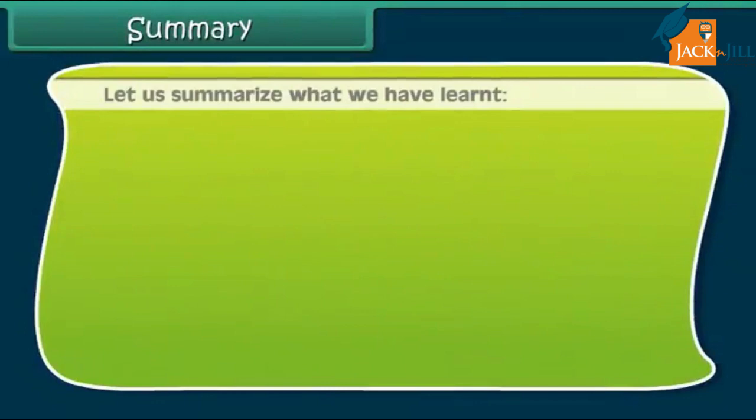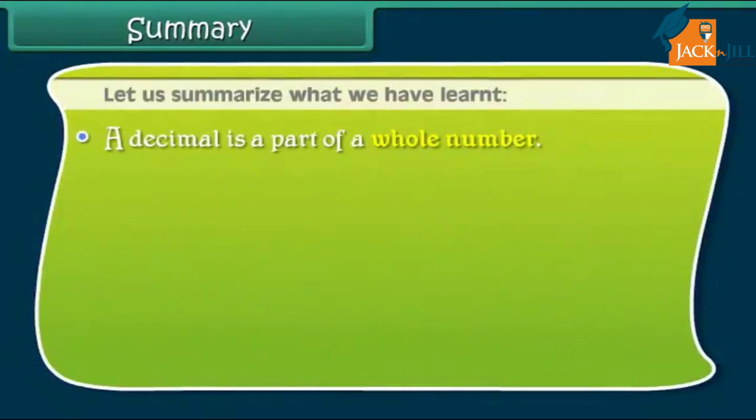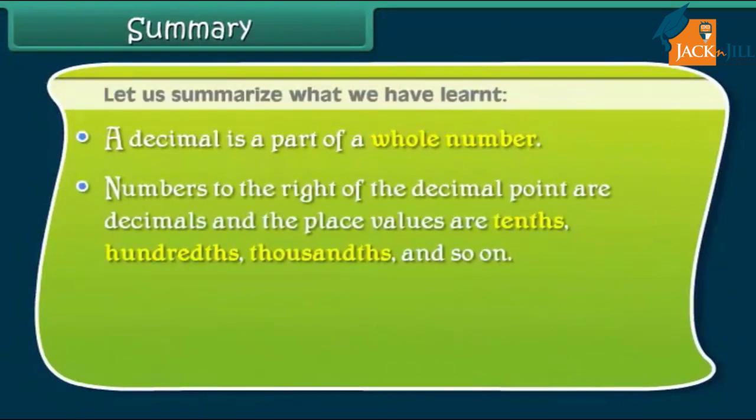Summary. Let us summarize what we have learned. A decimal is a part of a whole number. Numbers to the right of the decimal point are decimals, and the place values are tenths, hundredths, thousandths, and so on.